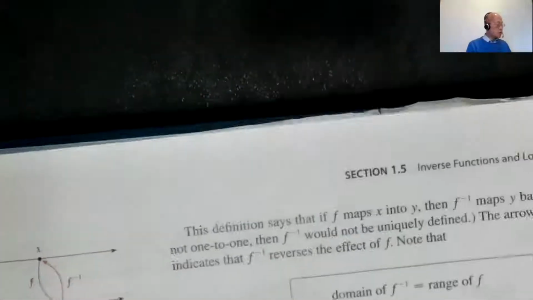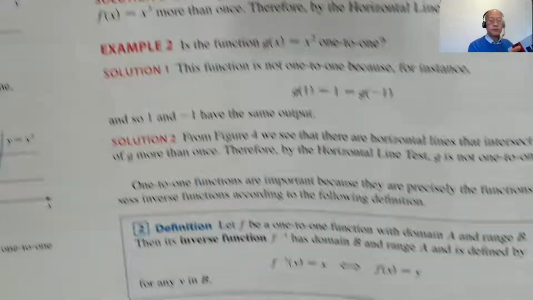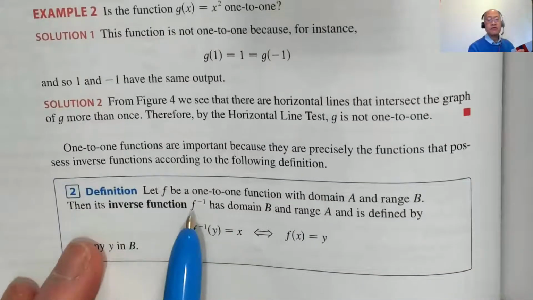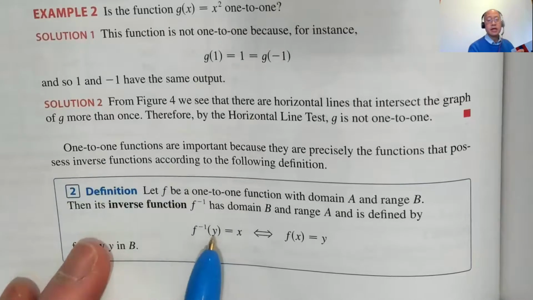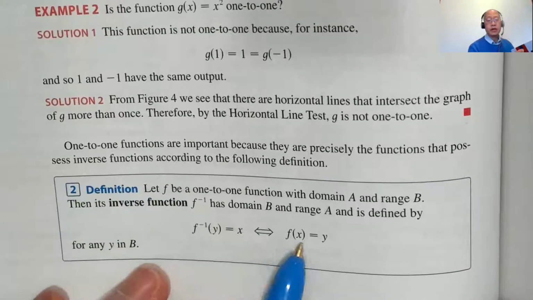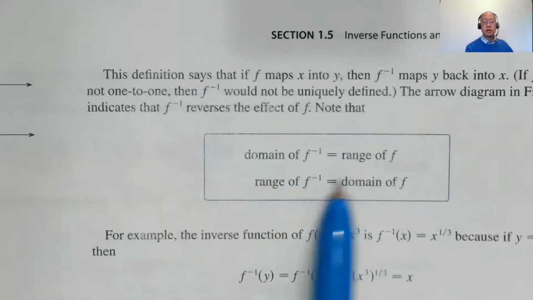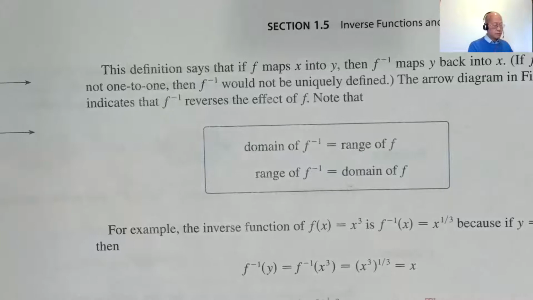Okay, one-to-one functions have something called an inverse function. This is on the bottom of page 56. We write it f inverse, f with a -1. f inverse of y equals x means the same thing as f of x equals y. You basically switch around the x and the y. The domain of one becomes the range of the other. You just switch domain and range.